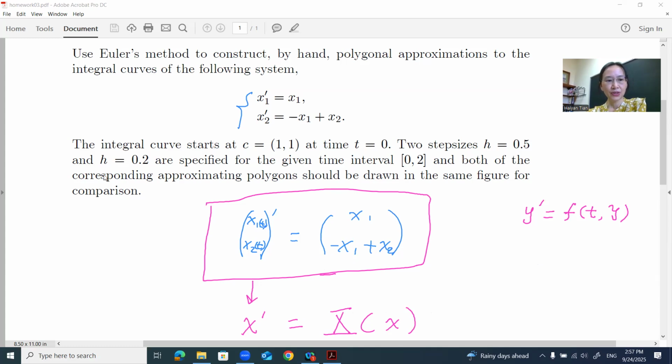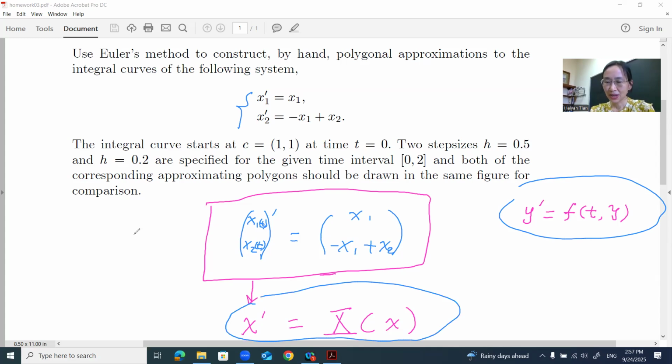So immediately we see the format for a single equation and for a system like this are the same form. If we have the Euler's formula for this single equation, let's apply it to this system of two differential equations. So let's apply it to this one.